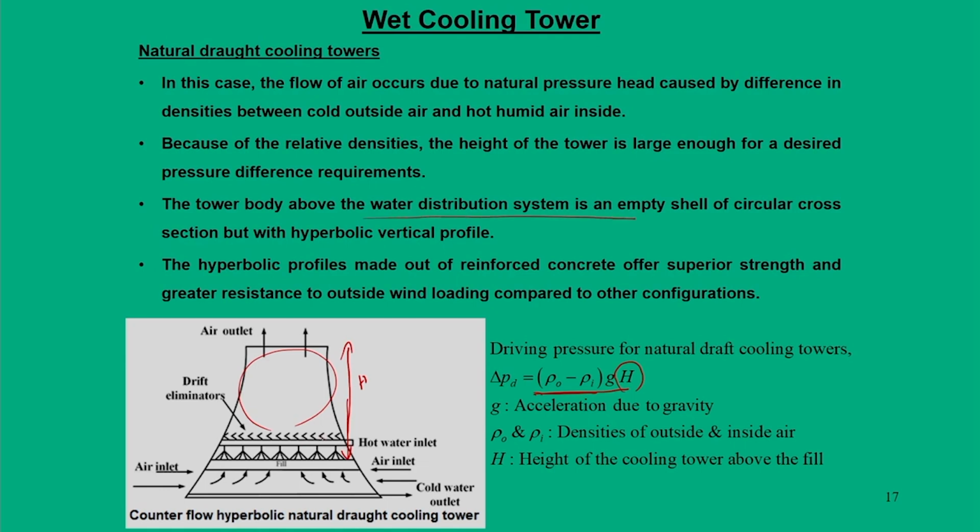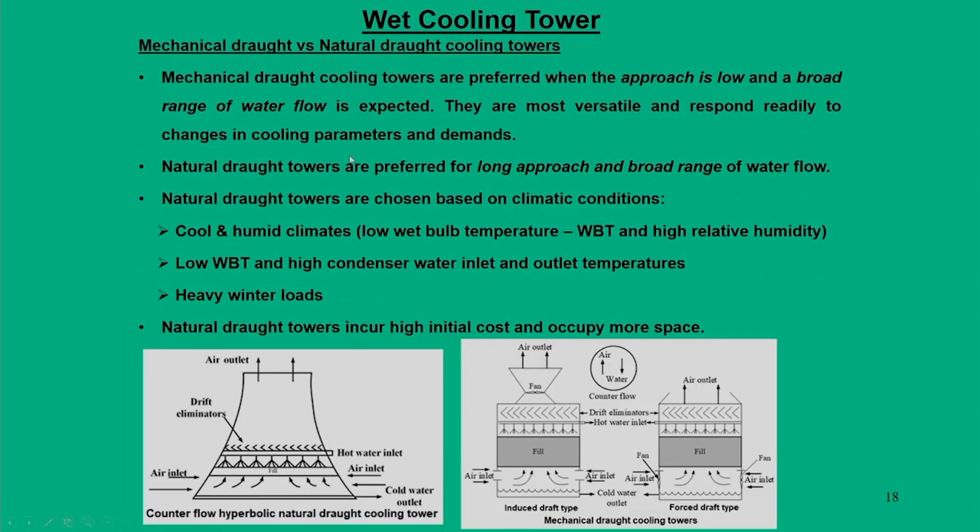In fact, these natural draft type cooling towers have huge structures, and the tower body above this water distribution system, which is somewhere here, is an empty shell of circular cross section, but with a hyperbolic vertical profile. This structure is mostly preferred, and they are made out of reinforced concrete because it gives superior strength and greater resistance to wind loading as compared to any other configurations.